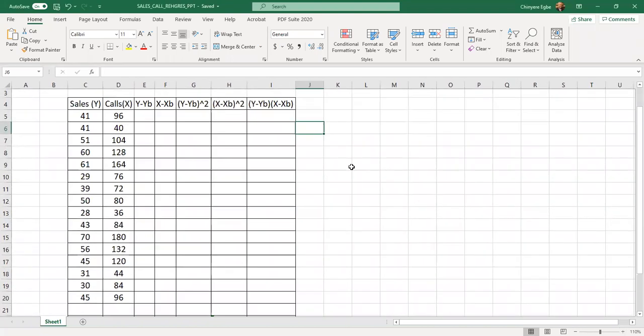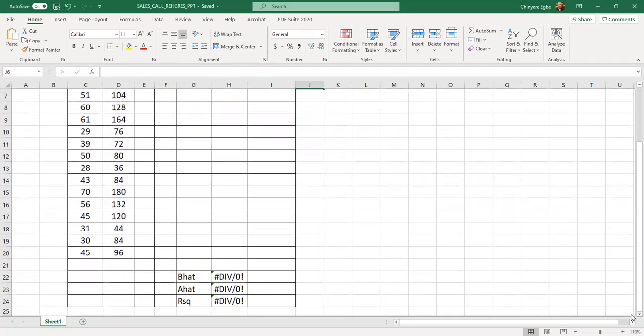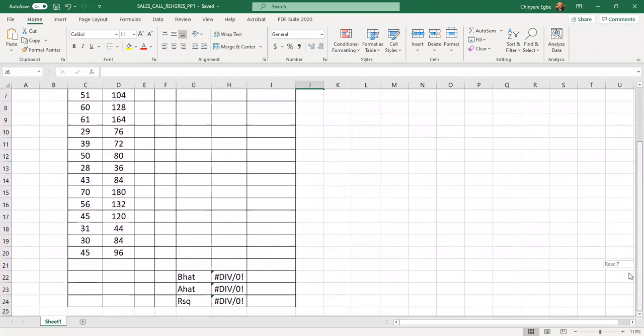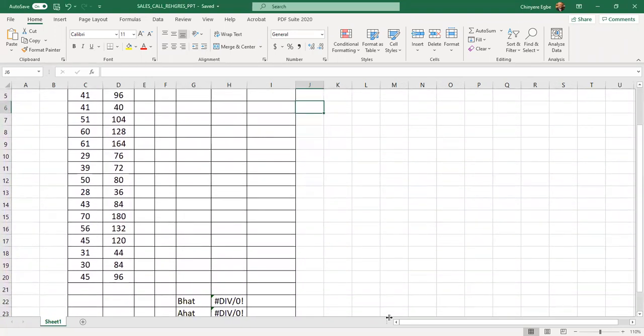Remember the formula that we said we're going to use: the summation of X minus X bar times Y minus Y bar, divided by summation of X minus X bar squared. So first of all, you have to get X bar, which is the mean of the X values. And then we're going to find Y bar, which is the mean of the Y values. So let's see.